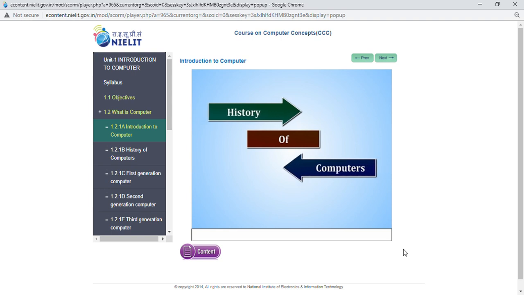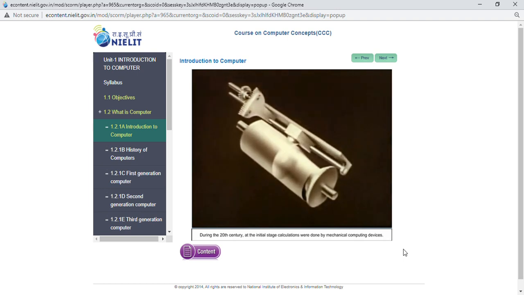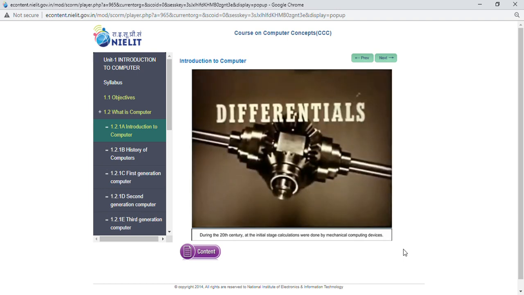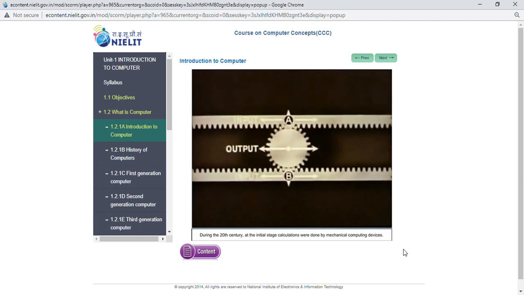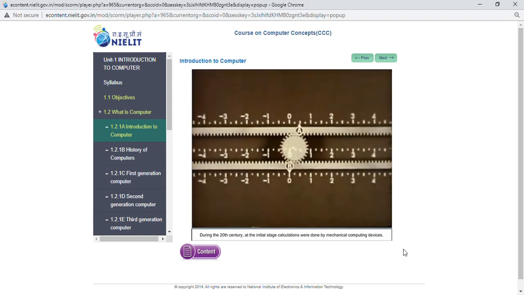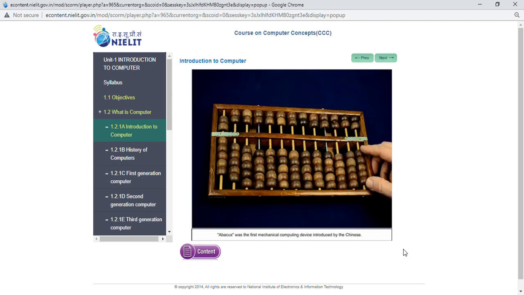History of computers. During the 20th century, at the initial stage, calculations were done by mechanical computing devices. Abacus was the first mechanical computing device introduced by the Chinese. It is a manual calculating device used for addition and subtraction.